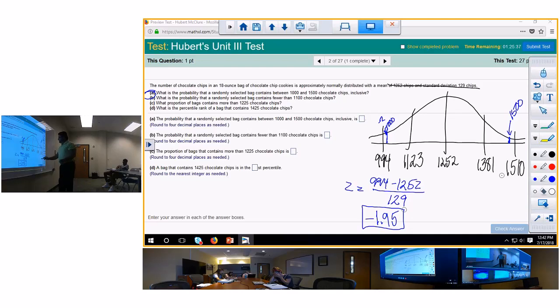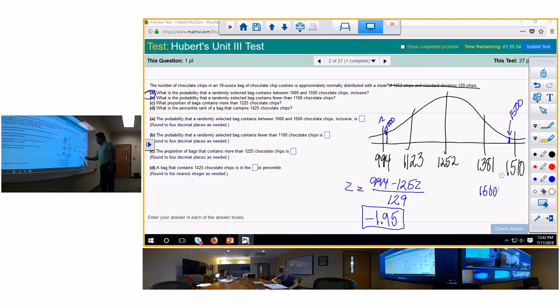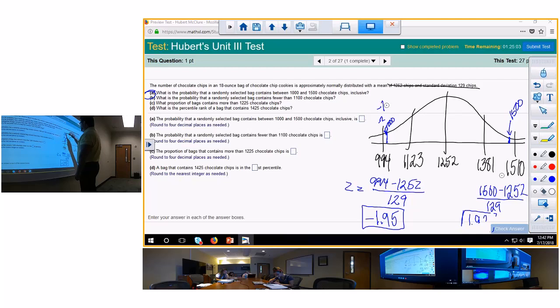Okay, somebody take this one. 1,500 minus 1252 and divide that by 129. What do you get? 1.92. Okay, so they're not symmetrical, are they? No, Hubert, they're not. So that's why you have to check it. Somebody write 1.92. So we've got negative 1.95 on this side, and we've got 1.92 on this side.